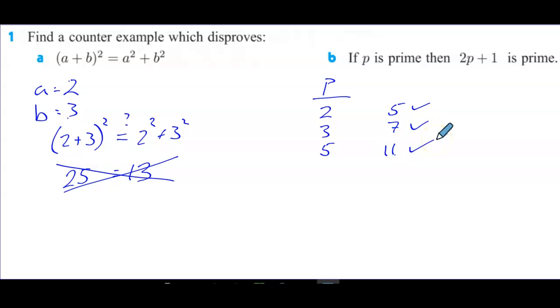7, darn, that's prime. 11, hey, maybe this works. Let's just say it works. I bet it just works. Well, we'll try one more. 14, 15. Darn, doesn't work. All right. So if we say find a counterexample doesn't work, it probably doesn't work. Maybe you have to try a few numbers before it works.